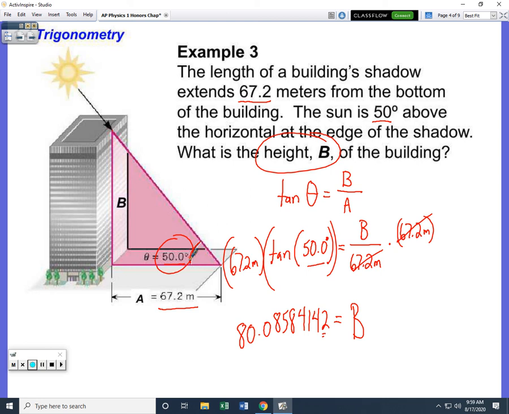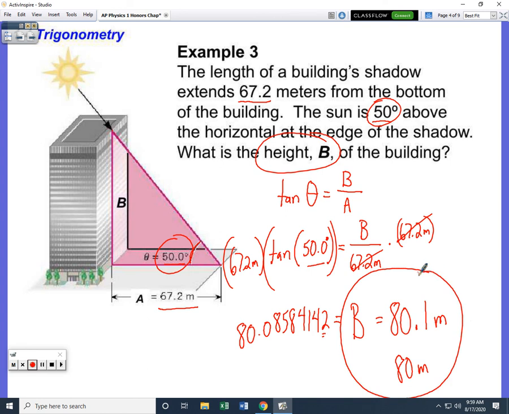So I would probably keep the 3 here and say 80.0, but this 8 will round it up to a 1. So I would probably round this to 80.1 meters. Or if you did see this and say this only has 1 significant figure, 80 would probably be acceptable. I don't think this 0.1 meters is going to change your precision that much. And there you have it. There's a simple little problem dealing with using trigonometry or right triangle math.